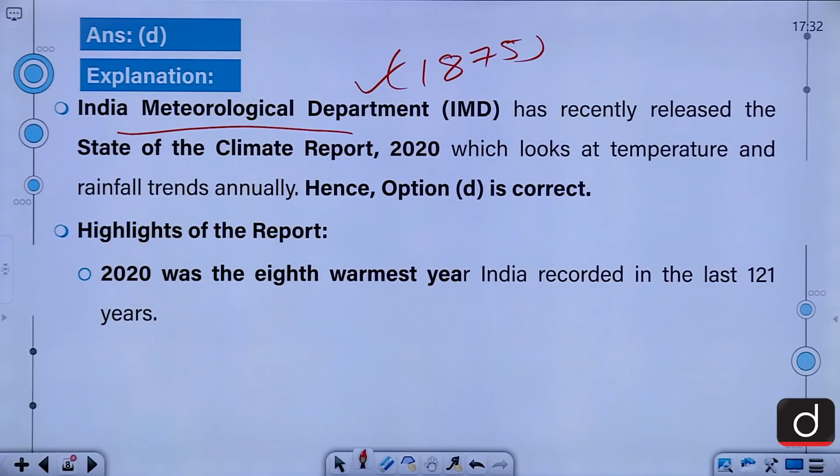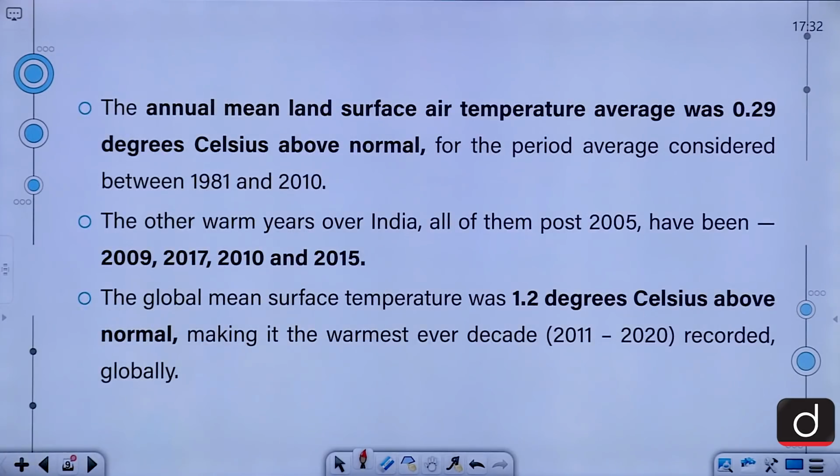Highlights of the report, if we talk about, 2020 was the 8th warmest year in India recorded in the last 121 years. Also, the annual mean land surface air temperature average was 0.29 degrees Celsius above normal for the period average considered between 1981 and 2010. The other warm years over India, all of them post 2005, have been 2009, 2017, 2010 and 2015. The global mean surface temperature was 1.2 degrees Celsius above normal, making it the warmest ever decade from 2011 to 2020 recorded, that too globally.